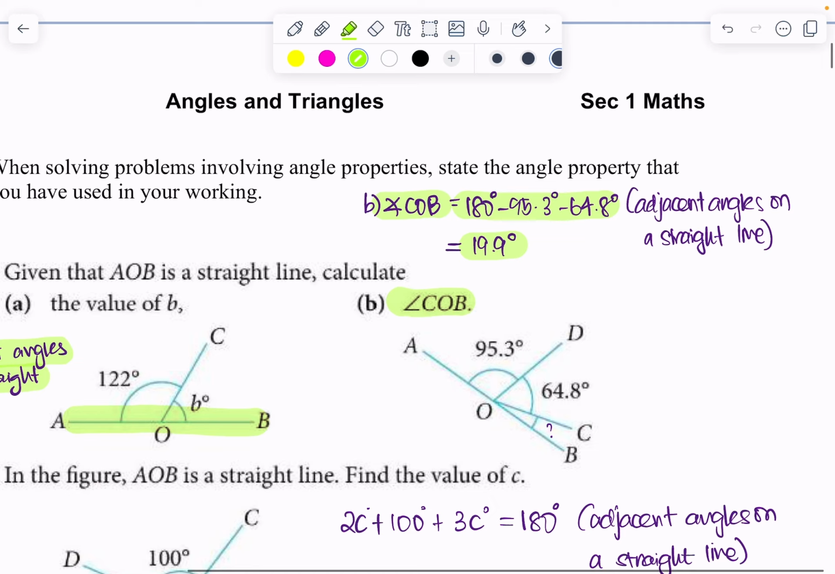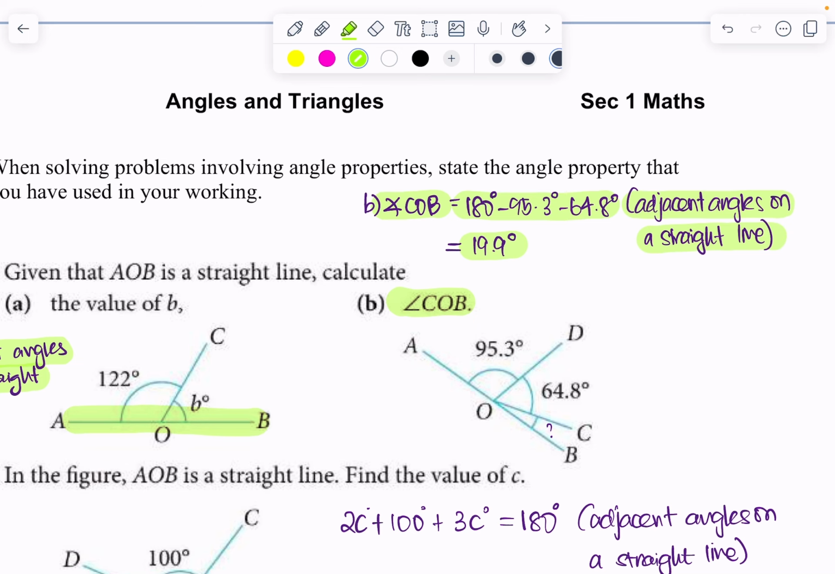Now at the same time, at the first line itself, when we take 180 minus the other two angles, the reason why we are doing this is because they are adjacent angles on a straight line. So do write down your reason at the step where you are using the property.